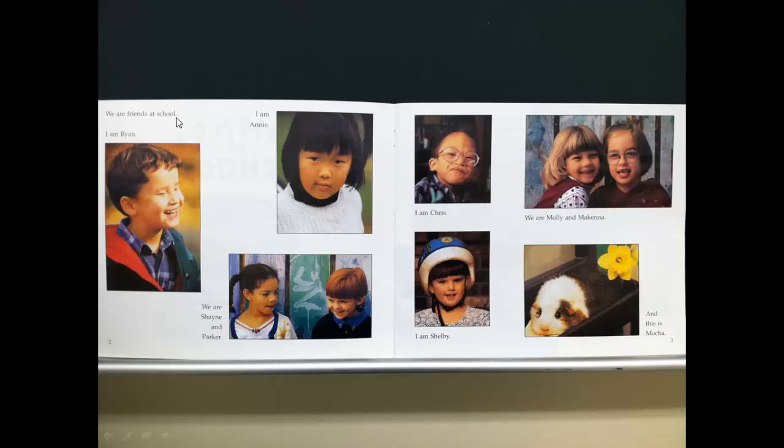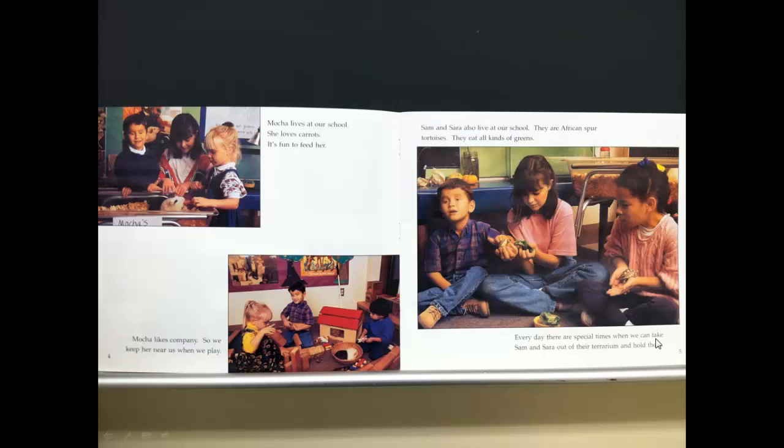We are friends at school. I am Ryan. I am Annie. We are Cheyenne and Parker. I am Chris. We are Molly and McKenna. I am Shelby. And this is Mocha. Mocha lives at our school. She loves carrots. It's fun to feed her. Mocha likes company, so we keep her near us when we play.